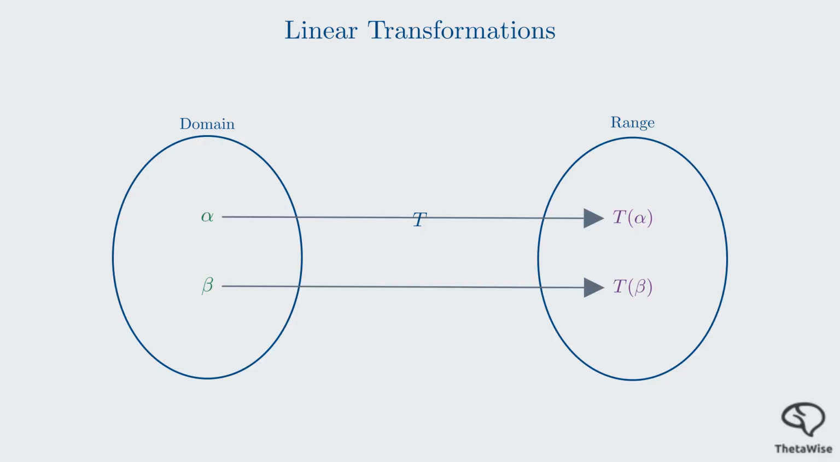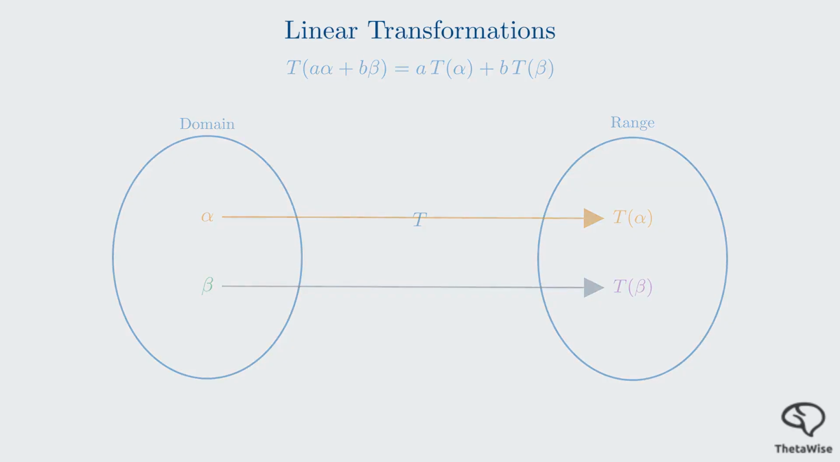A linear transformation is a rule that maps vectors from one vector space to another while preserving addition and scalar multiplication. If T is linear, then T of alpha plus beta equals T of alpha plus T of beta, and T of c alpha equals c T of alpha. Combining these gives the defining property T of a alpha plus b beta equals a T of alpha plus b T of beta. The notes write this as a mapping from a domain to a range. Each input vector is sent to an output vector by the transformation rule.